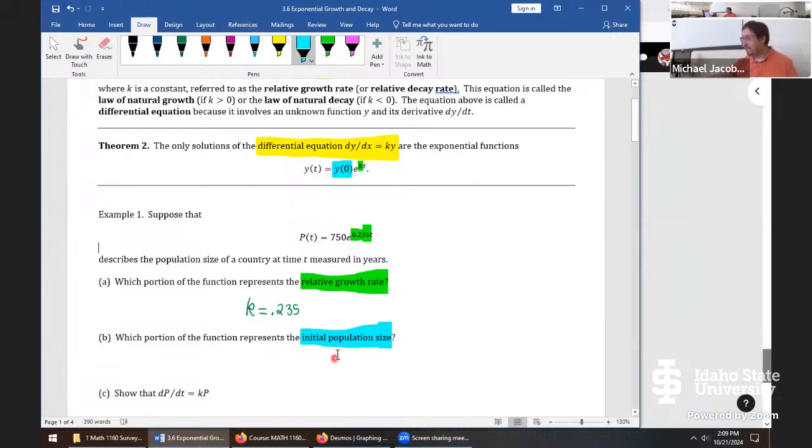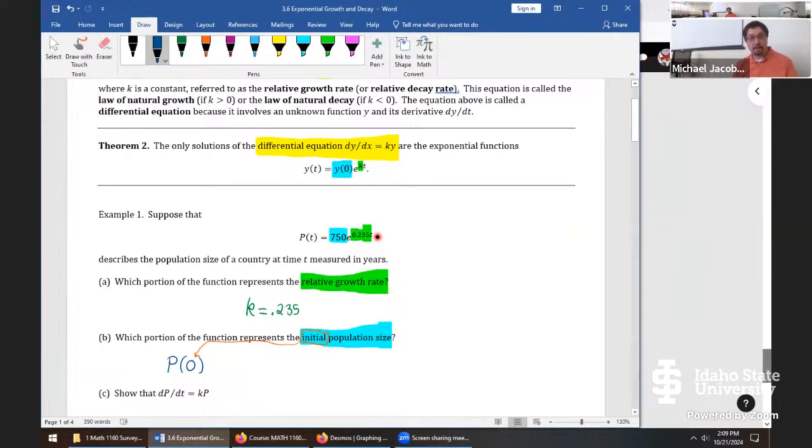But I guess I kind of gave away the question by the color coding. The initial population size is this value right here, right before you multiply the base e exponential. So in this problem, it's going to be 750. A different way to think about this is when it says initial, it means you're taking the model population at time t and putting in 0. So the 0 here comes from the word that says initial. And we can evaluate this at 0.